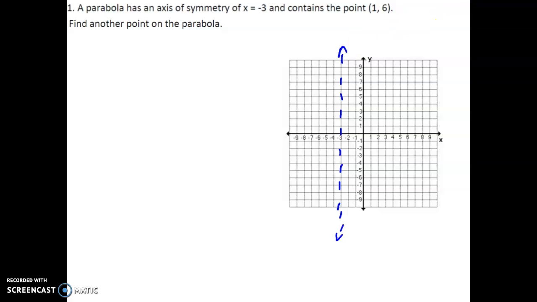But I do know that this particular parabola has a point (1, 6). So let me put a point right here on (1, 6).